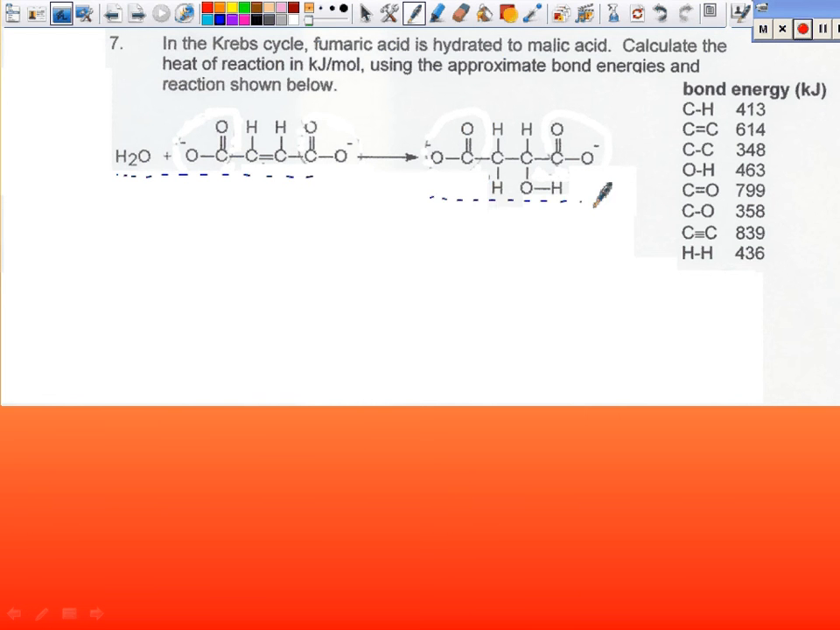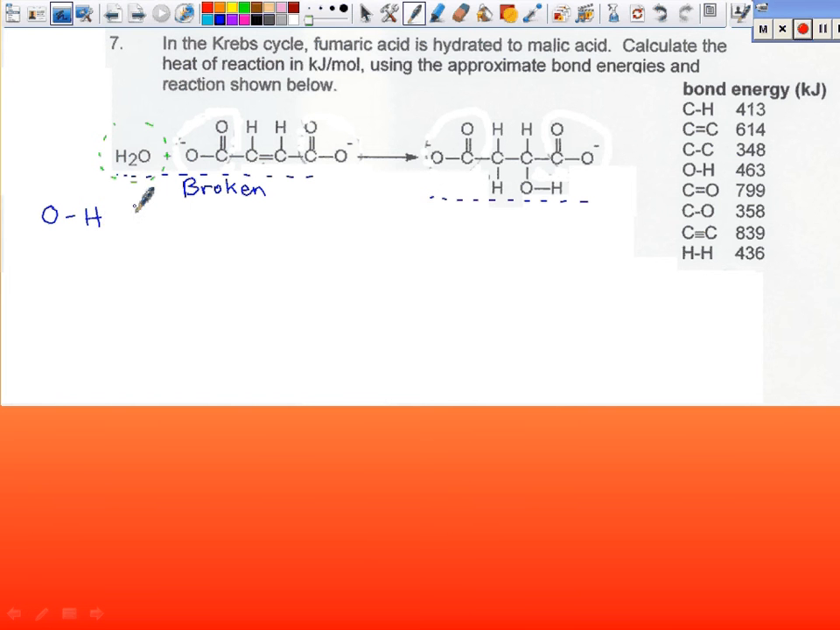Let's look at the easy one first. Water's been broken, right? Yes? Do you agree that all of these things are going to be broken? Now, in water, what types of bonds are there? Come on, it's a simple answer. OH bonds. How many OH bonds are broken in water? 2. So we've got 2 OH bonds broken, right?